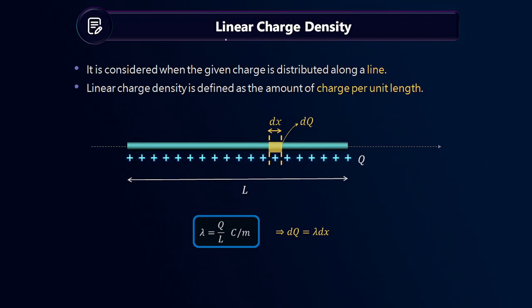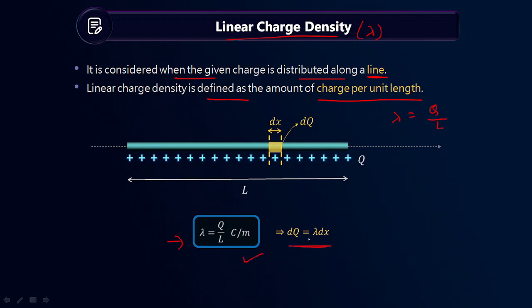First is what we call linear charge density. Linear charge density we denote with lambda. It is considered when the given charge is distributed along a line, along the length of a wire. Linear charge density is defined as the amount of charge per unit length. So lambda will be the total charge divided by the total length. Simple. And the unit will be what? Charge is in coulomb and length is in meter, so coulomb per meter.